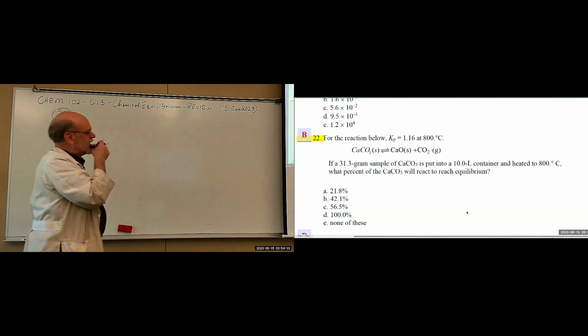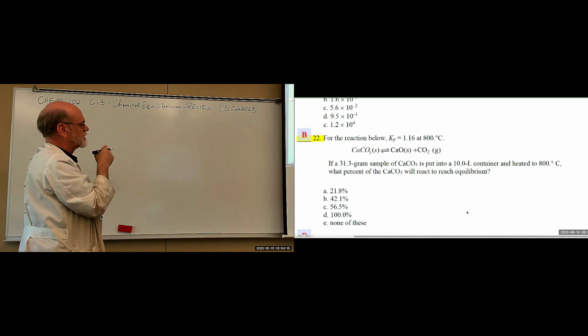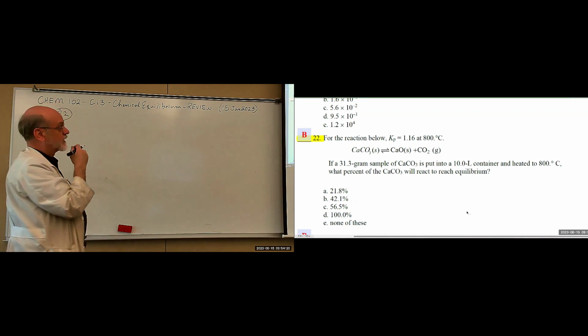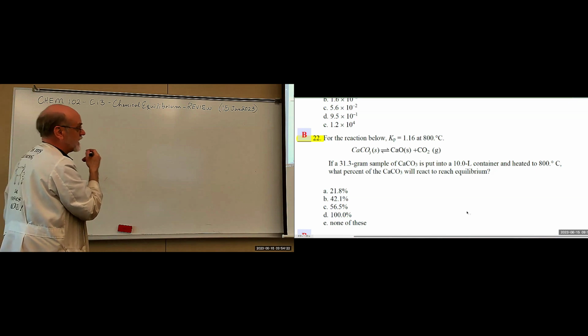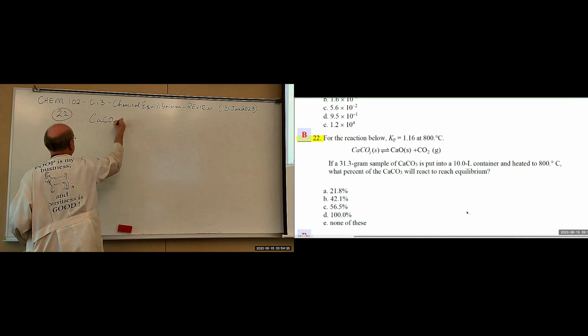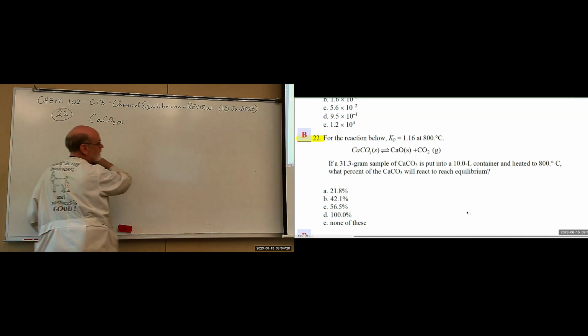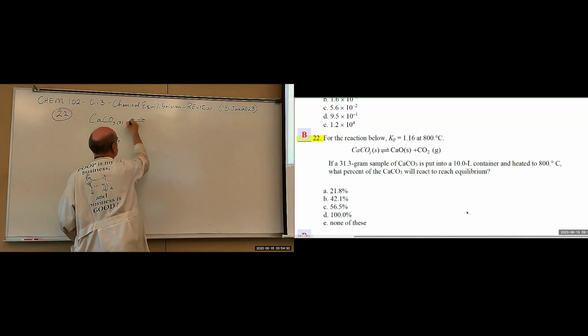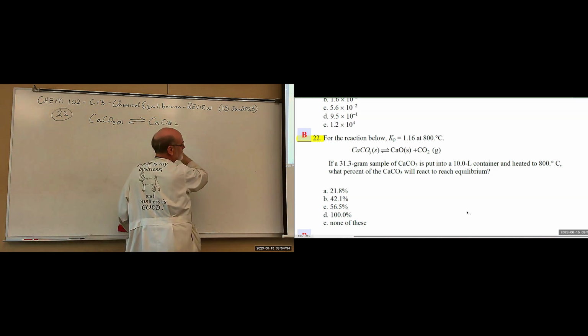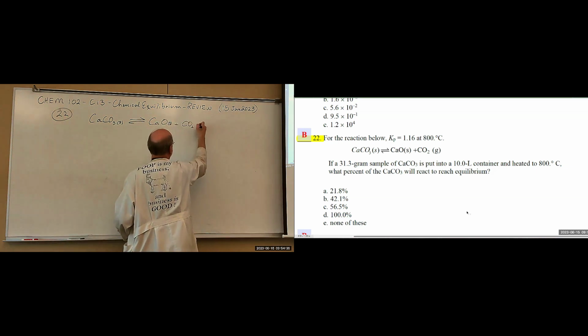Okay. For the reaction below, Kp, they're using partial pressures for this one, equals 1.16 at 800 degrees. So we've got calcium carbonate, solid, decomposing into calcium oxide plus carbon dioxide, gas.